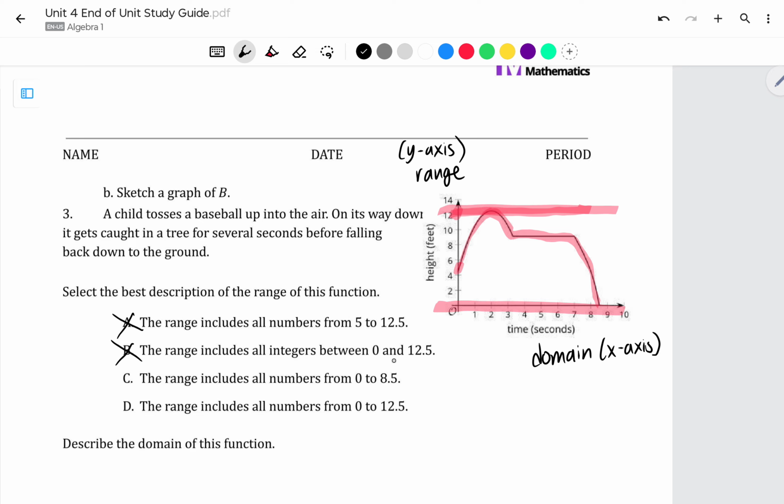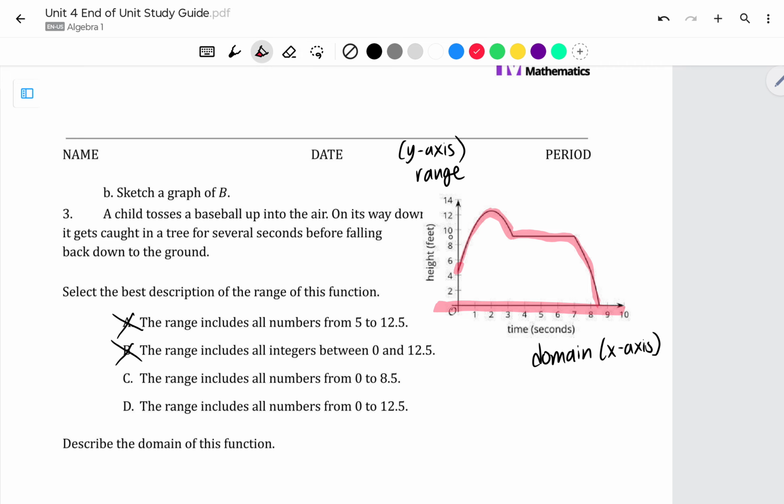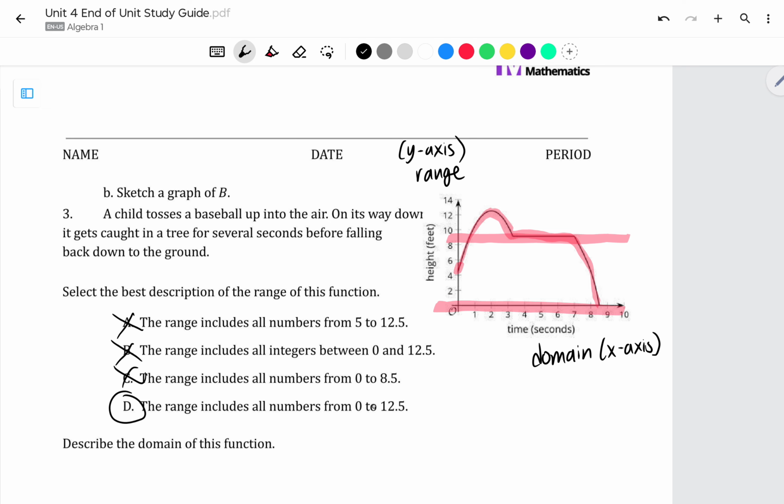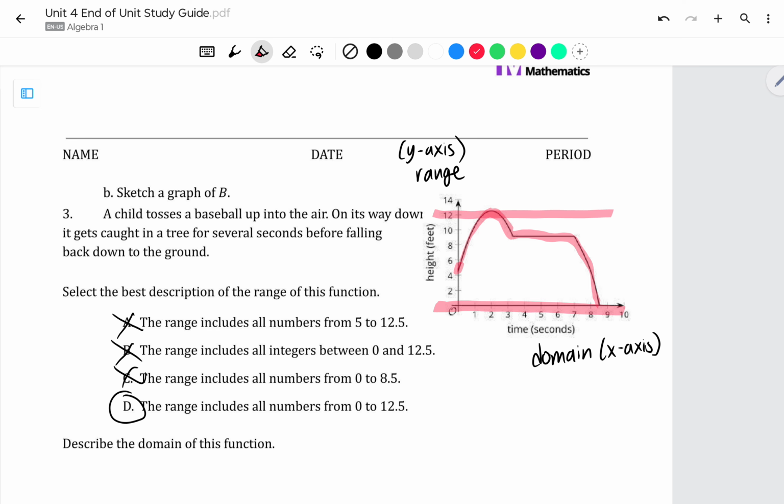All numbers from 0 to 8.5? 8.5 is like right here. No, that's not true. So it's got to be D. All numbers from 0 to 12.5. Right? Because it covers all numbers from 0 to 12.5. It goes up, down, right?